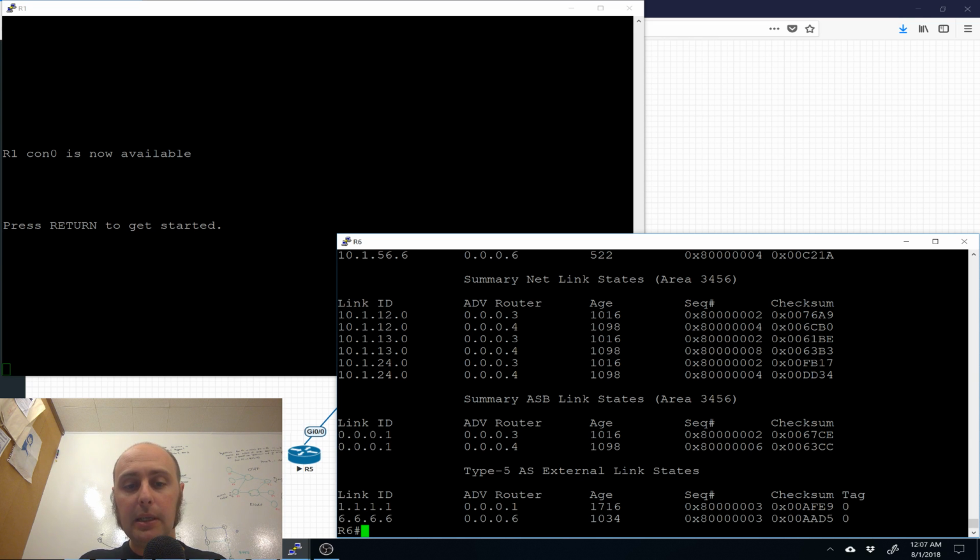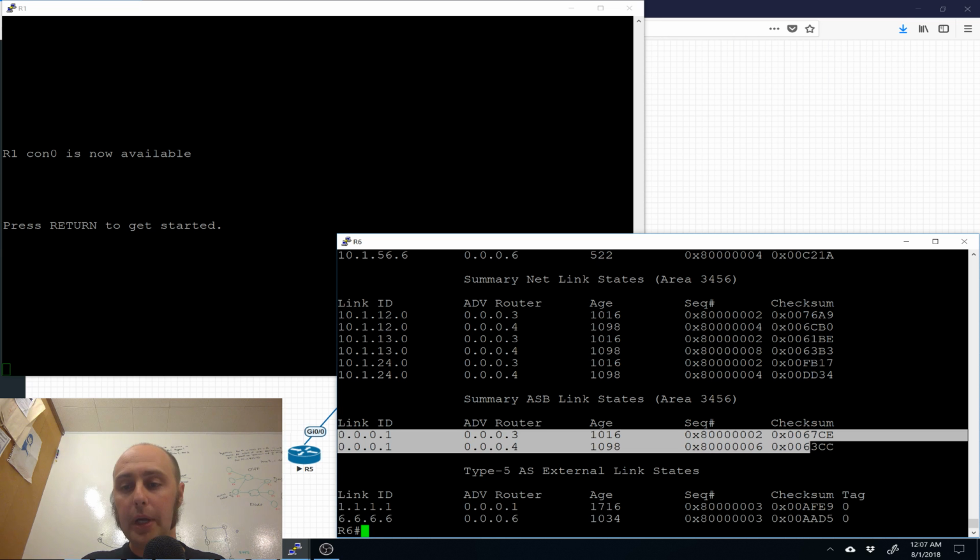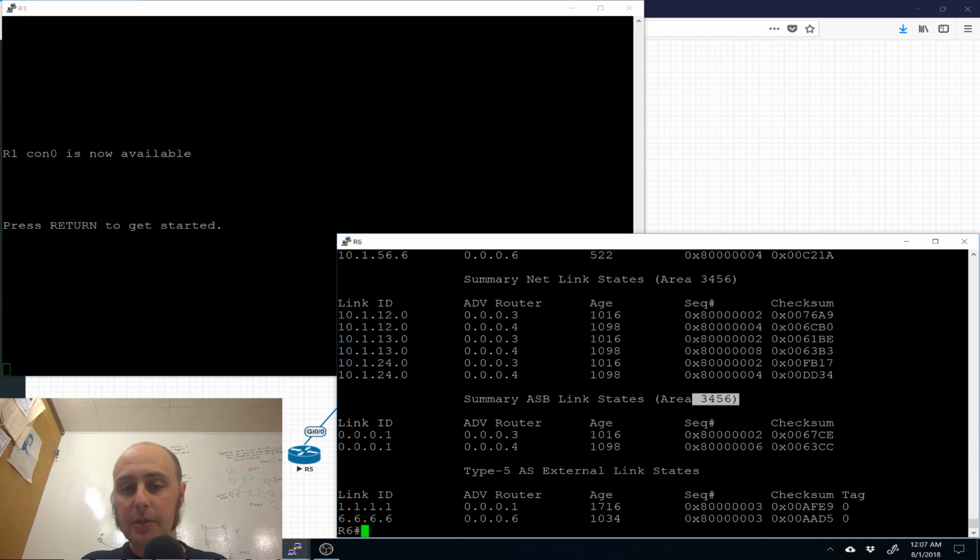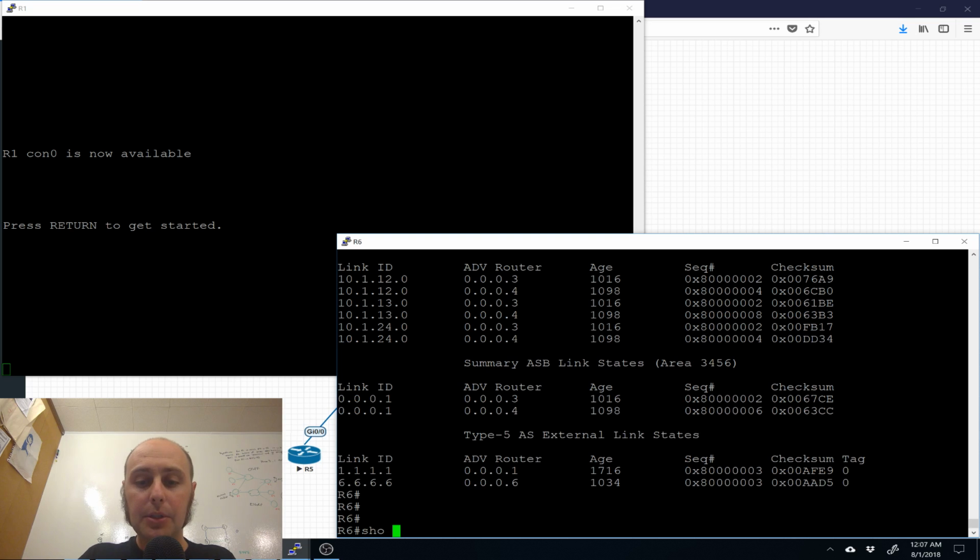And we also get type 4s in our local area, 3, 4, 5, 6, to tell us how to get to the advertising router. So here's our prefix. Here's the router that advertised it or redistributed it in. And then from our area, area 3, 4, 5, 6, how can we reach this router? Well, we have to go through one of these. Let's take a look at the routing table and see what router 6 thinks. Show IP route OSPF.